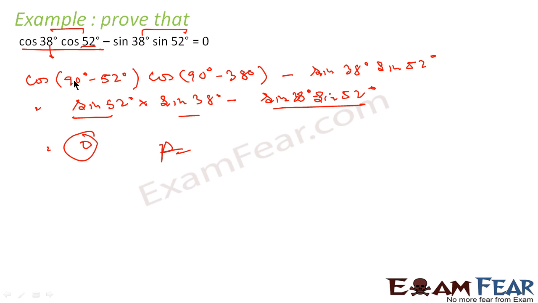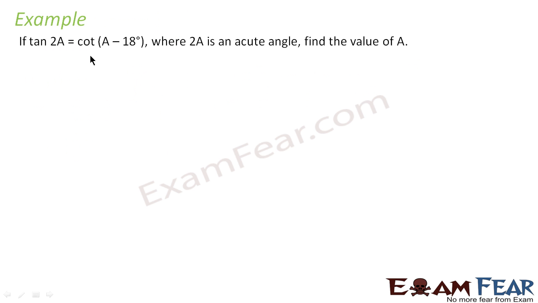You can either convert everything to sin or everything to cos. When you divide something or subtract something, make sure you convert everything into one ratio, either all sin or all cos. The question says if tan 2a is equal to cot a minus 18, where 2a is acute angle, we have to find the value of a.